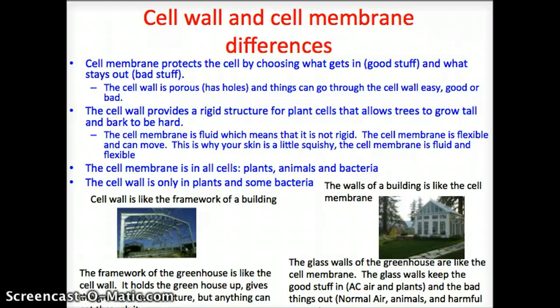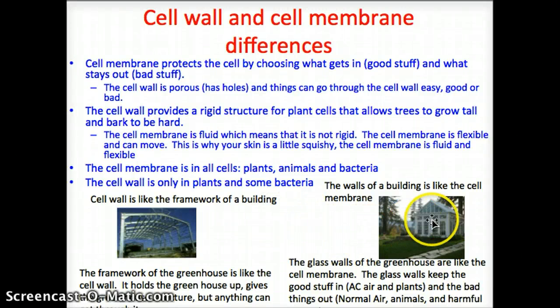The cell membrane is in all cells, plants, animals, and bacteria, while the cell wall is only found in plant cells and some bacteria cells. Now, I think the best way to compare the two is to look at the structure of a house versus the outsides of the house. This right here is the framework of a building, the scaffolds. This is the foundation of the building. That's like the cell wall. It's hard. It provides structure. Without it, the house would crumble.